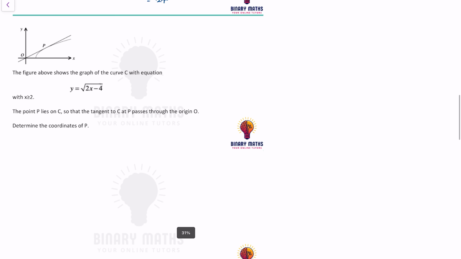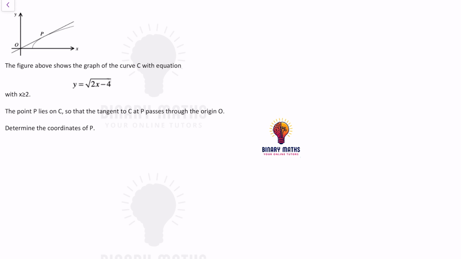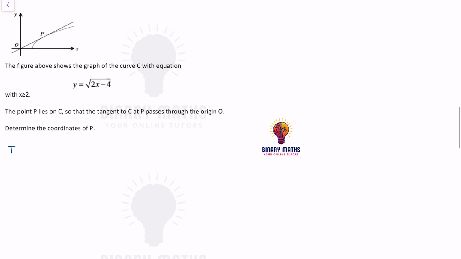Last example I will go through. The figure above shows a graph of the curve C with the equation y is equal to root of 2x minus 4, with x greater than or equal to 2. The point P lies on C so that the tangent to C at P passes through the origin. So if it's a tangent, it implies it meets at one point, which means the discriminant must be equal to 0.